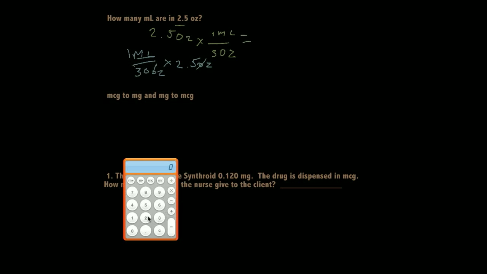2.5 divided by 30. All right, so this is one of those situations where our answer is less than 1 milliliter. So we are actually going to go out to the thousandths place here and round to the hundredths place. So I have 0.083. 3 is less than 5, so I'm not going to round up. My final answer will be 0.08.